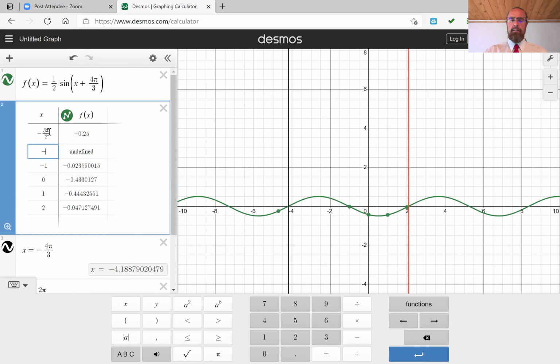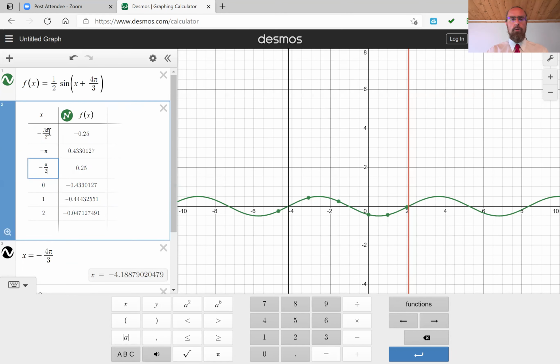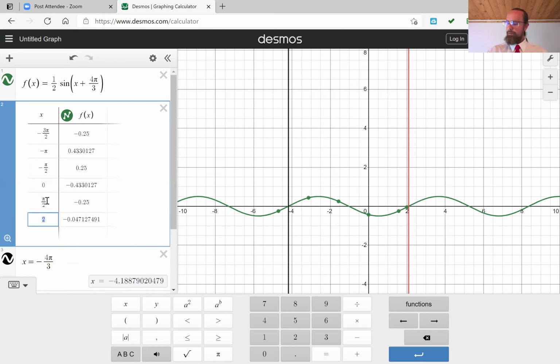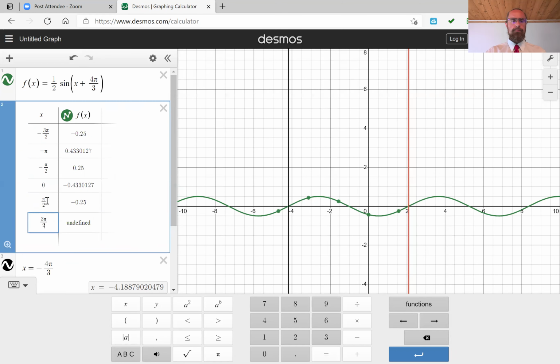So I had the negative pi. The next value I had, again, these are just the values that I picked up from my x-axis on my graph on the notes. So negative pi over 2. We did have 0. That was there. And then let's do pi over 2 and 3 pi over 2. So that's somewhat helpful. I think I forgot one here. Let's put in pi.